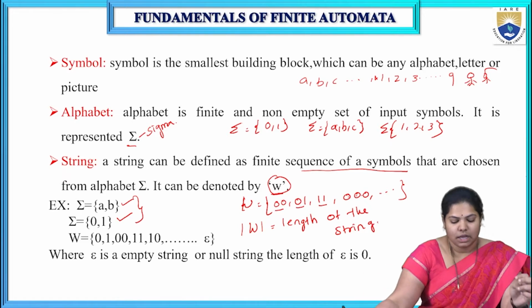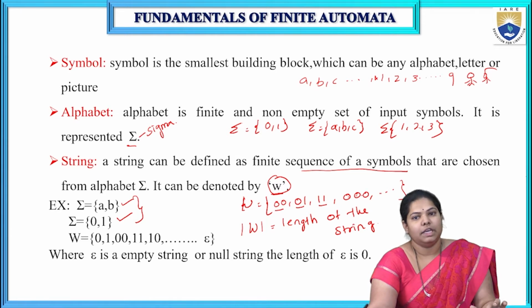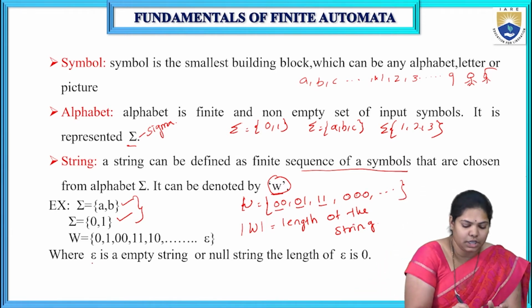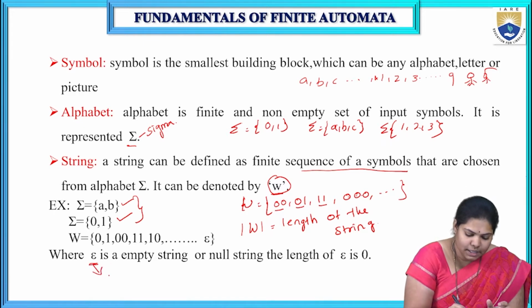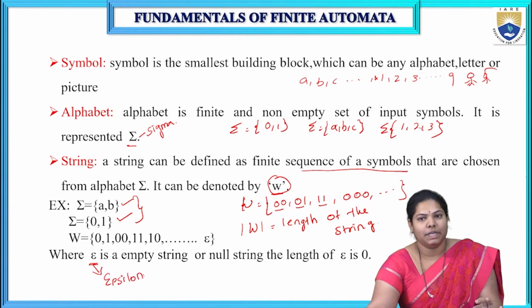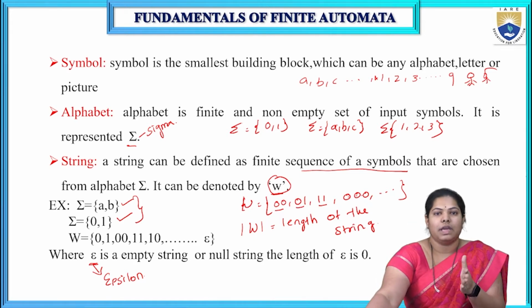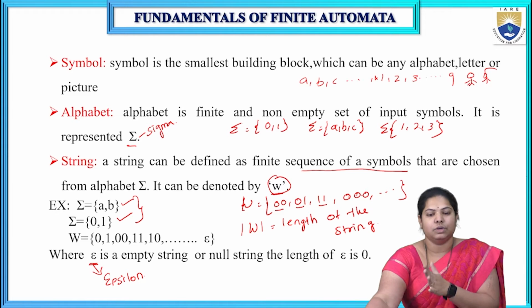And in these, we have strings like 0, 1, 0, 0 and so on. But here we also have a string called epsilon. So this epsilon we call the empty string or null string. The length of this empty string is equal to 0.